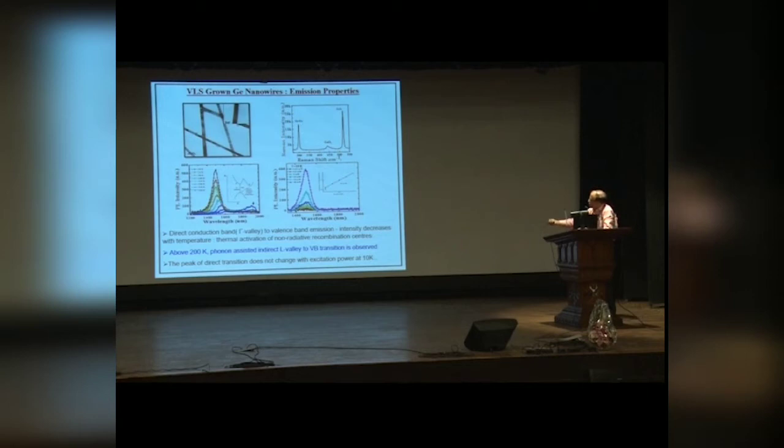So at very low temperature, between 10K and a few hundred K, I see that the direct band gap transition is very, very strongly predominant in this case. And as you increase the temperature, of course there are a lot of non-radiative recombination centers present. So phonon-induced transitions actually get dominant. That's why when you go above some 200K or so, you only get an indirect band gap transition.